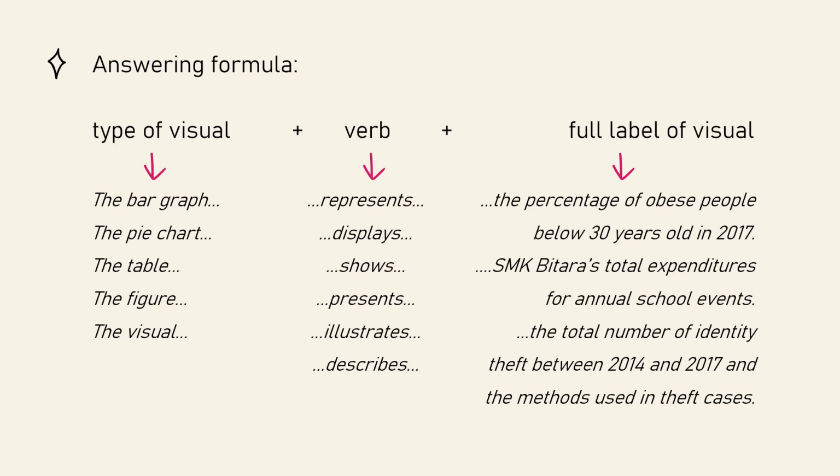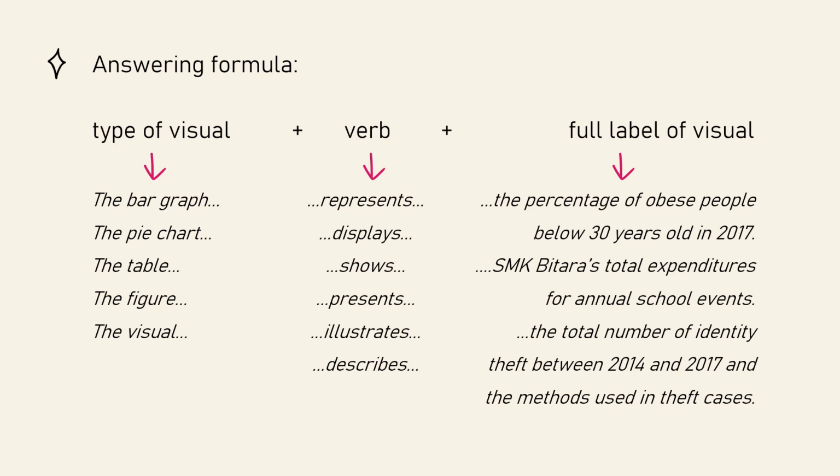Now, it is then followed by the full label of the visual. So where do you get the full label of the visual? It is already given together with the visual as well. So if you see the visual, you can actually identify the full label that is usually put either on top of the visual or the bottom of the visual. Okay, for example, the percentage of obese people below 30 years old in 2017.